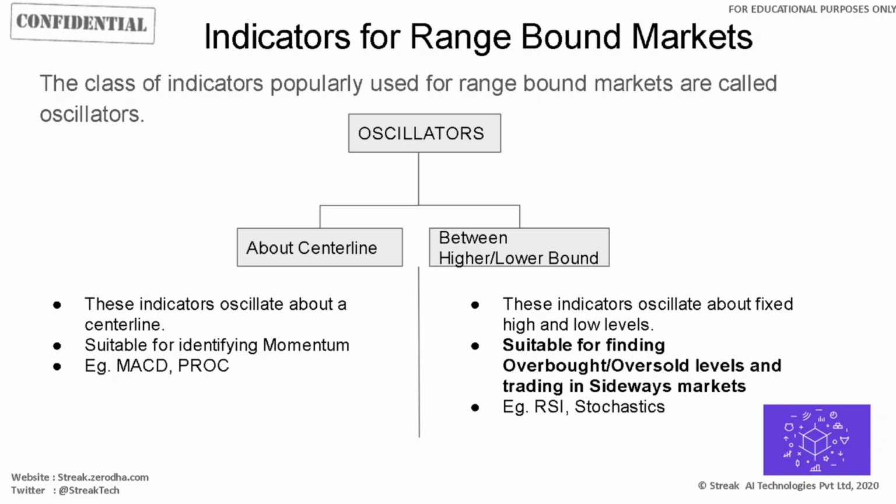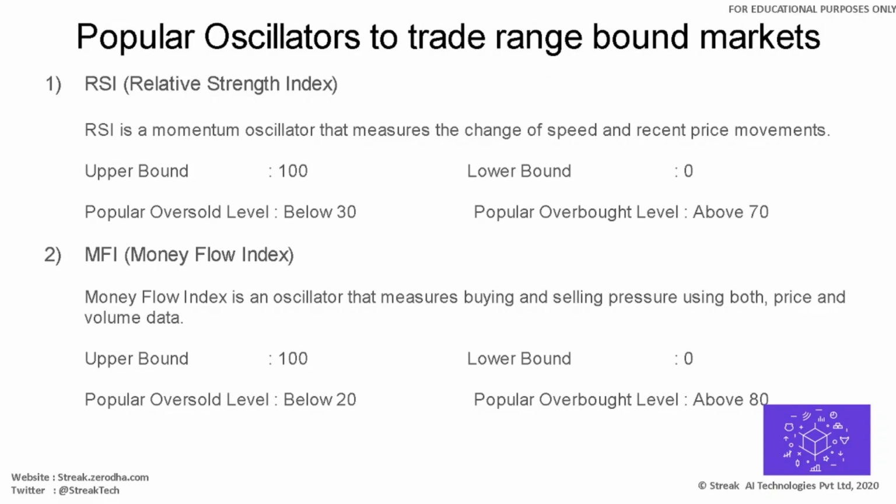We'll be having a look in detail at some of these indicators. The popular oscillators are RSI, which is the relative strength index. It is a momentum oscillator and measures the rate of change of price. The upper boundary for the RSI is 100 and the lowest value that it can possibly take is 0. The oversold level is considered to be below 30. The RSI will be below 30 when the price has been falling for quite a while. Similarly, the overbought level is above 70, and the RSI will only be above 70 when the price has been increasing, where there has been a lot of buying action in the market recently.